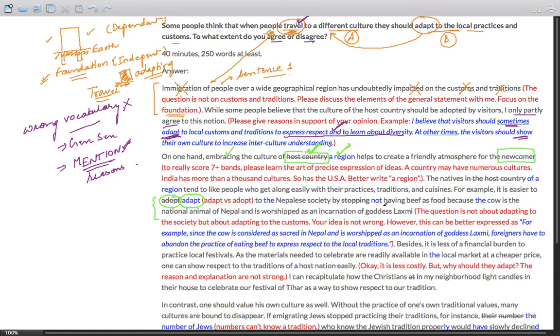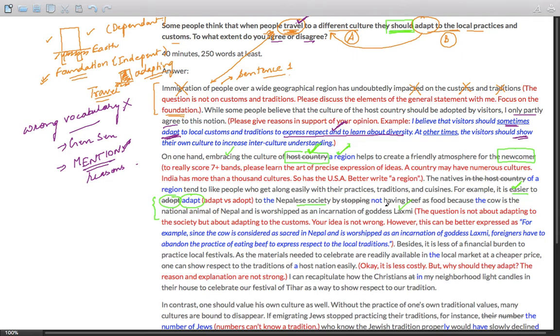The problem continues from here also. So they adopt to the Nepalese society. It is easier to adopt to Nepalese society by not having beef as food because the cow is a national animal and it is an incarnation of goddess Lakshmi. That's the culture is fine, the cultural element. However, the question is not how easier or difficult it is to adapt. The question here is, should they adapt?